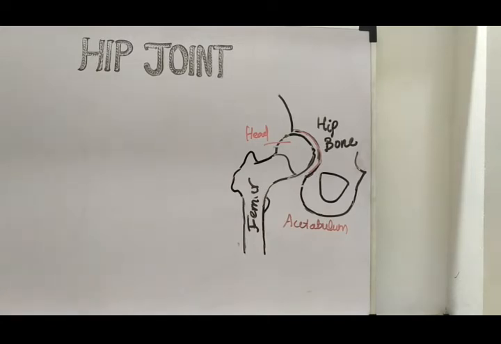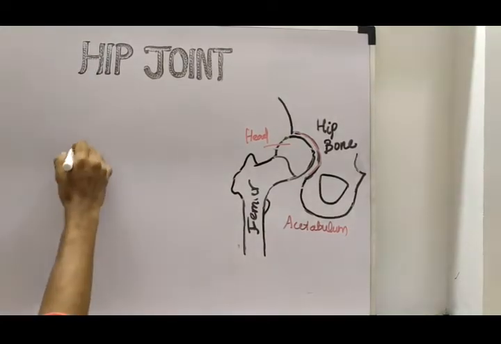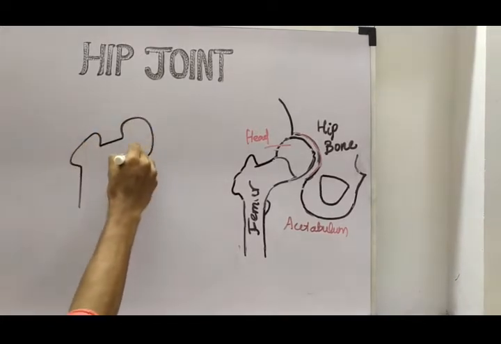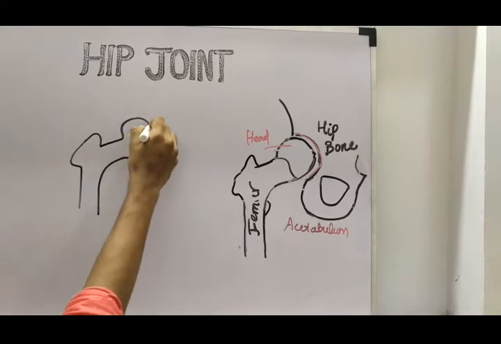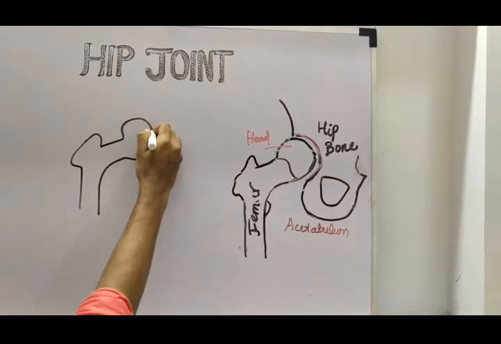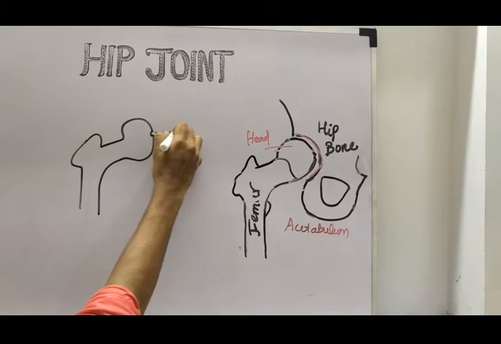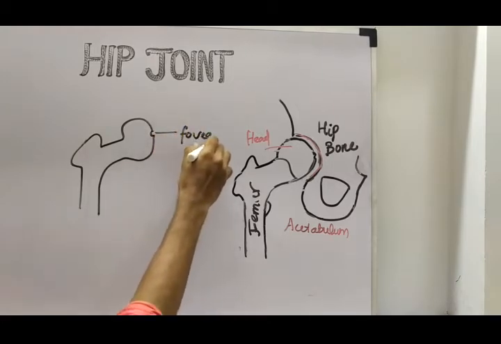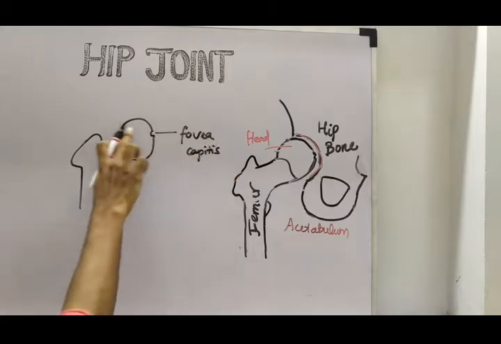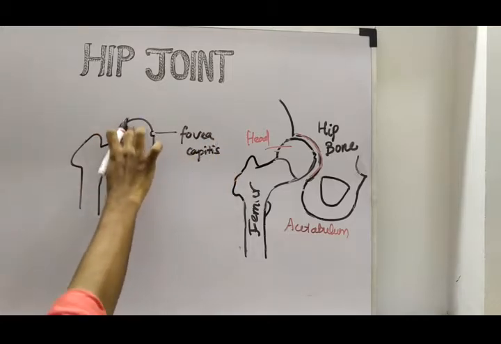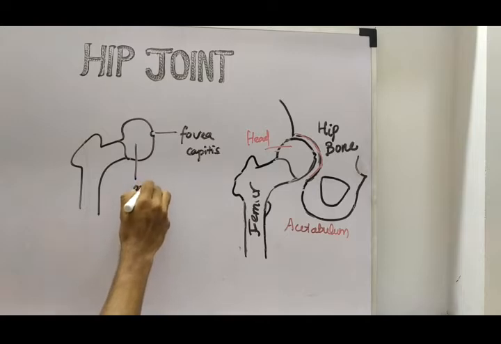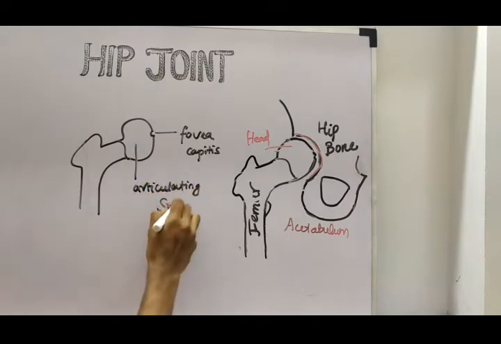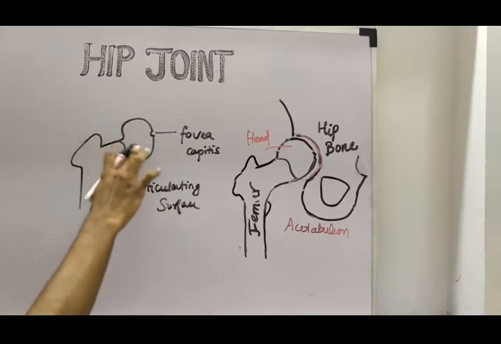So now, this is the head of the femur. Here you will be having a small opening which is called the fovea capitis, and the remaining portion of this head is the articulating surface of the head of the femur. It is covered by hyaline cartilage.